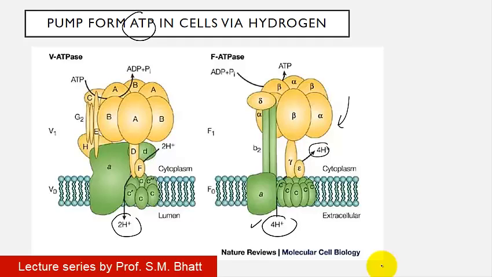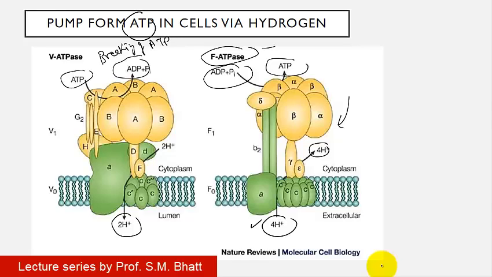So you can see there is a combination of ATP plus Pi, that's called ATP formation, right? Here you can say ATP formation by combining ADP plus Pi. This is the breaking of ATP. Why? In F-ATPase you can see ATP production is going on.